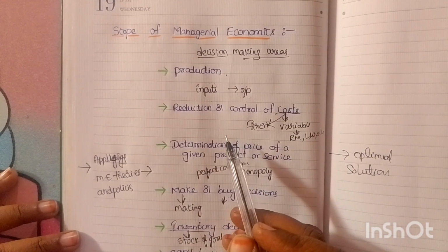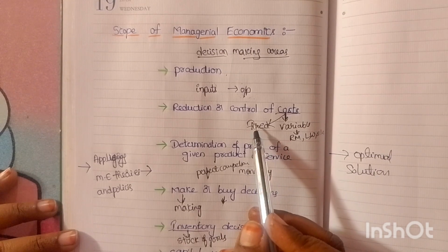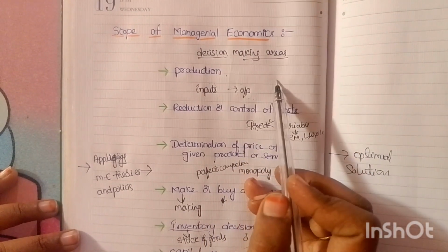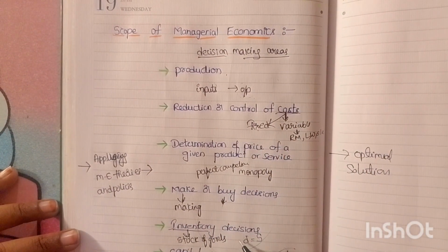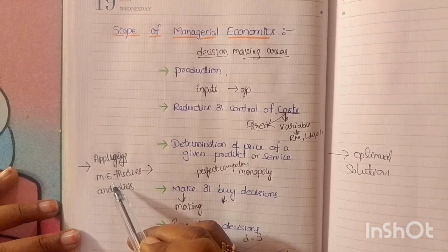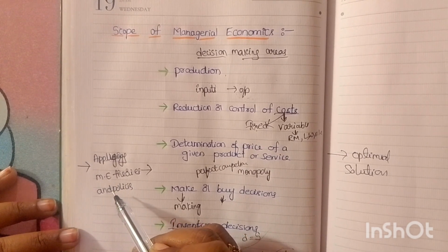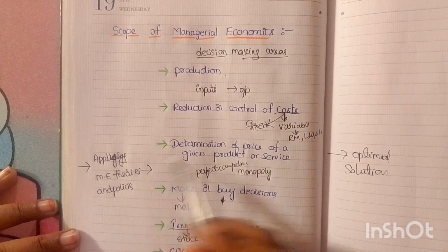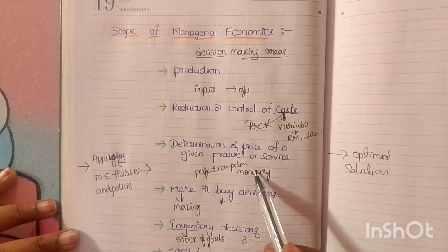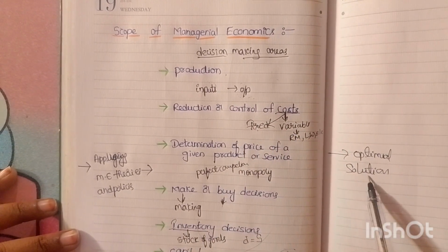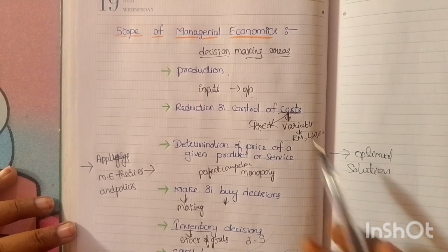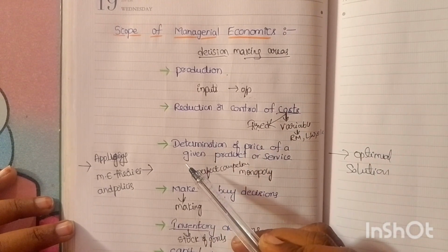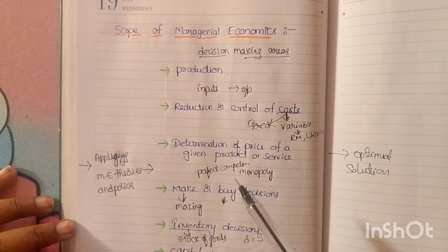So this is the scope of managerial economics, the decision making areas of managerial economics. As a managerial economist, by applying managerial economic theories and policies to these decision making areas, we will get the optimum solution. So this is the entire process of the scope of managerial economics.